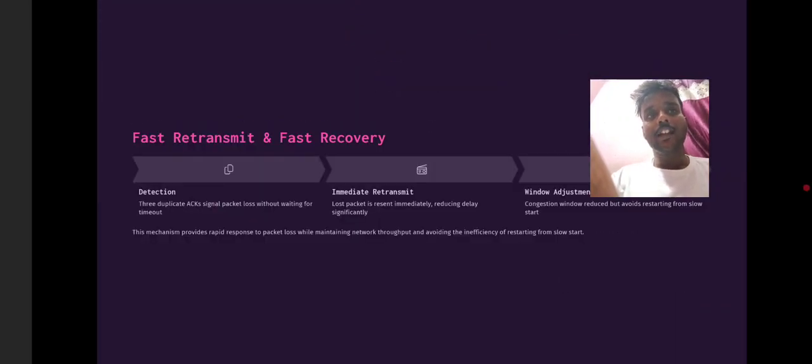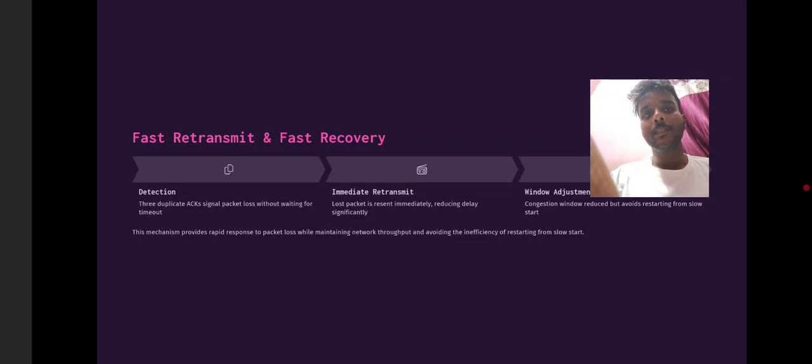Fast retransmit and recovery. When packet loss occurs, TCP needs to react quickly. Instead of waiting for a timeout, TCP uses duplicate acknowledgements to detect packet loss early. If three duplicate ACKs are received, TCP assumes that a packet is lost and immediately retransmits it. This is called fast retransmit.